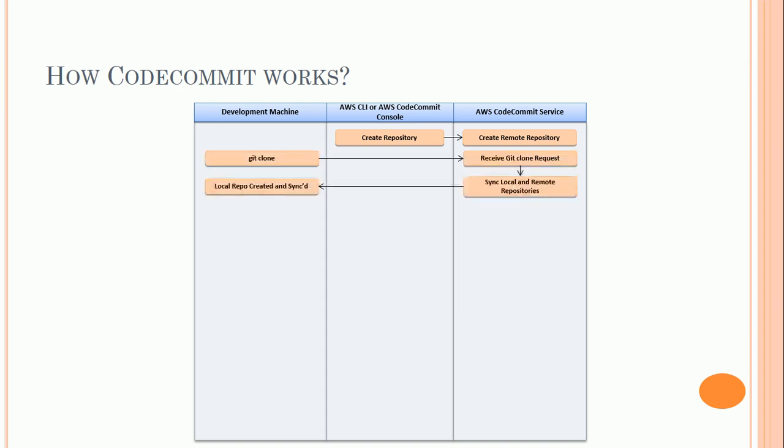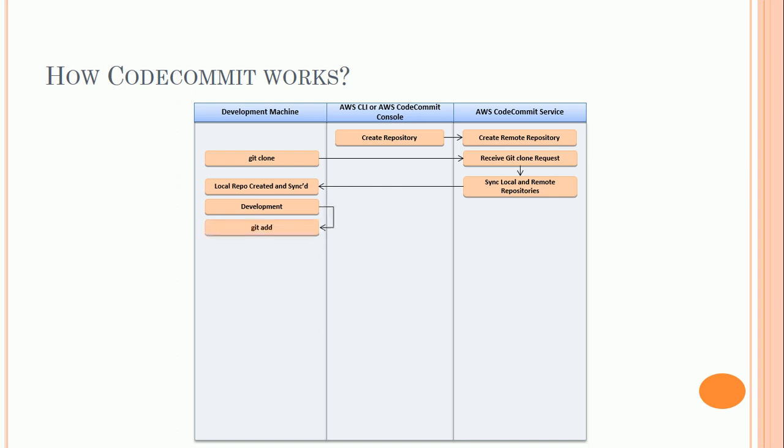To replicate the remote repository, or we can say to make a clone of the remote repository on our local development machine, we have to use the git clone command. The clone request will be received by the CodeCommit service. It will synchronize the local and remote repositories and then create a local repository on the local development machine for the remote CodeCommit repository. Now we can add, modify, delete, rename files in the local repository. Then if we want those changes to reflect on the remote repository, we need to follow the steps below.